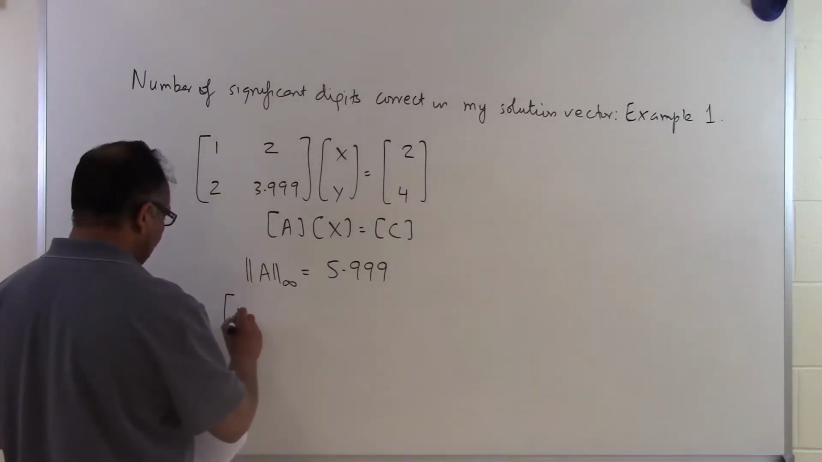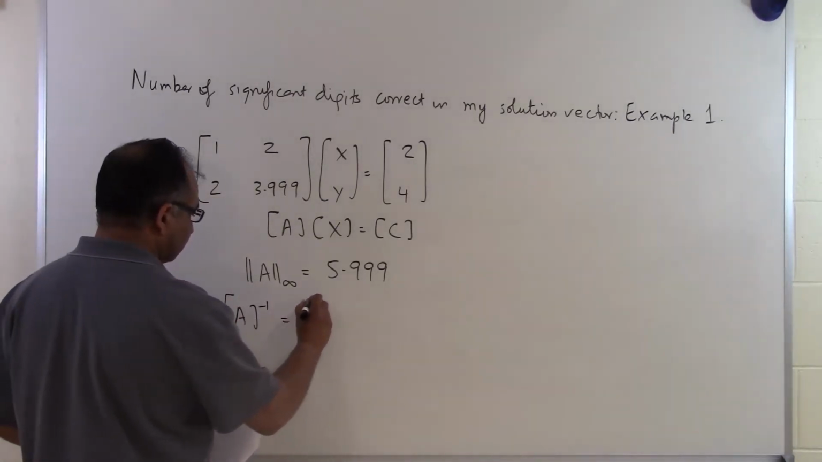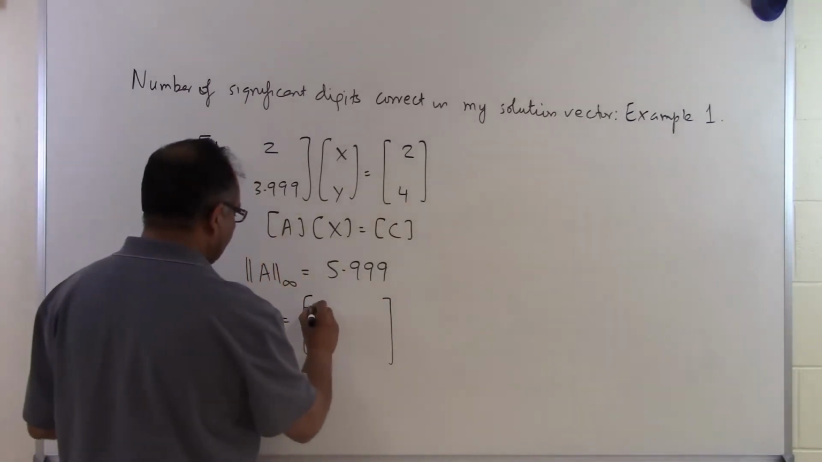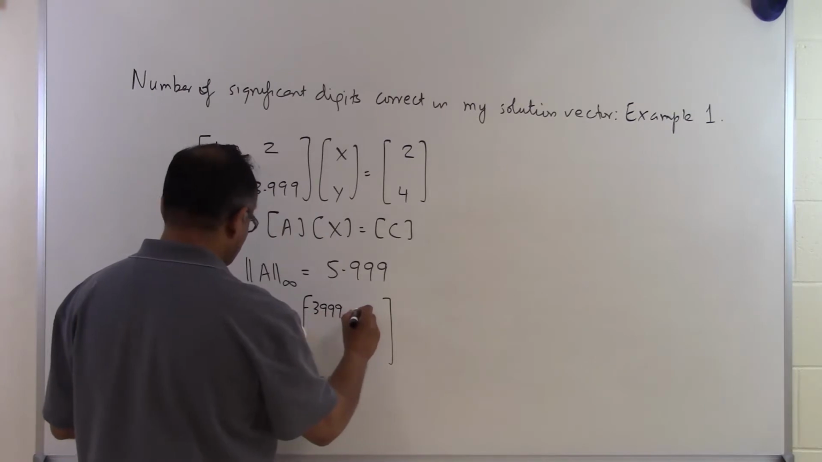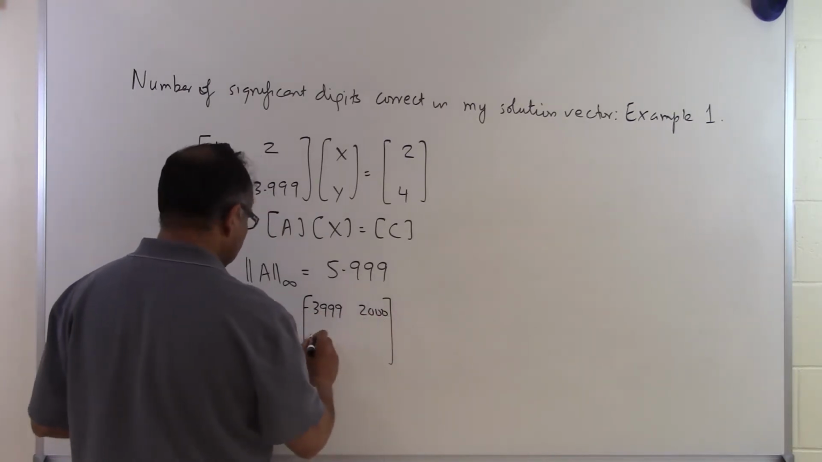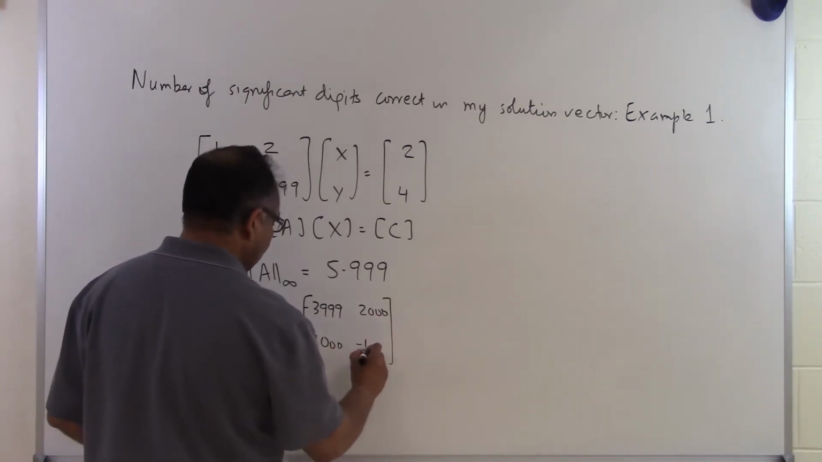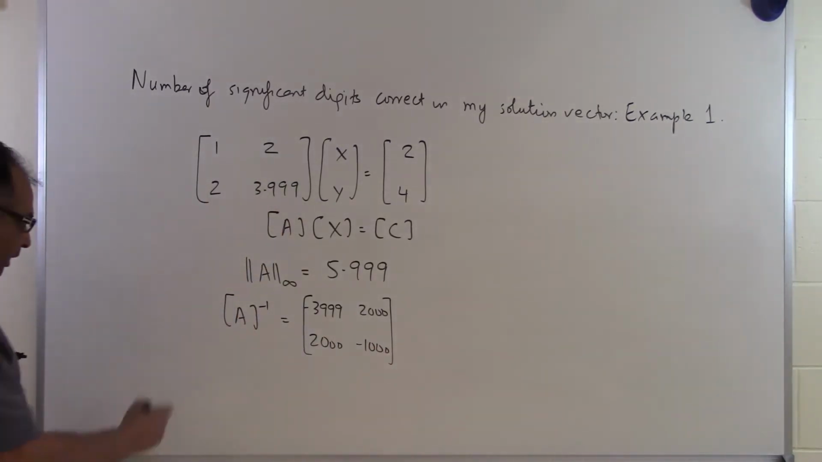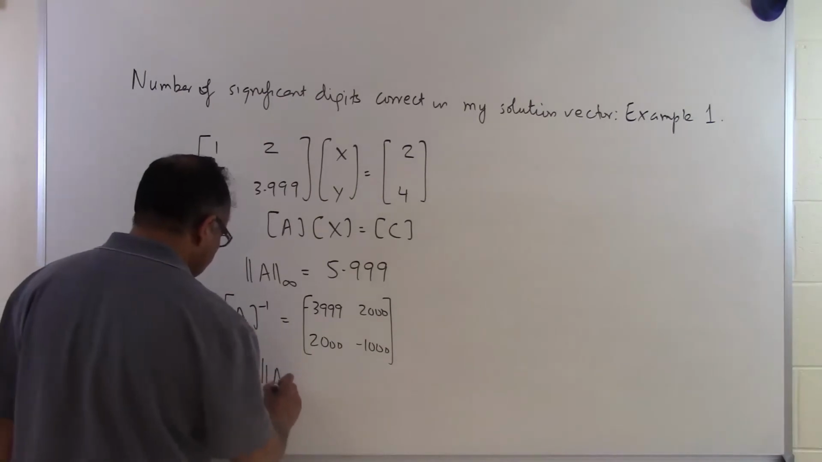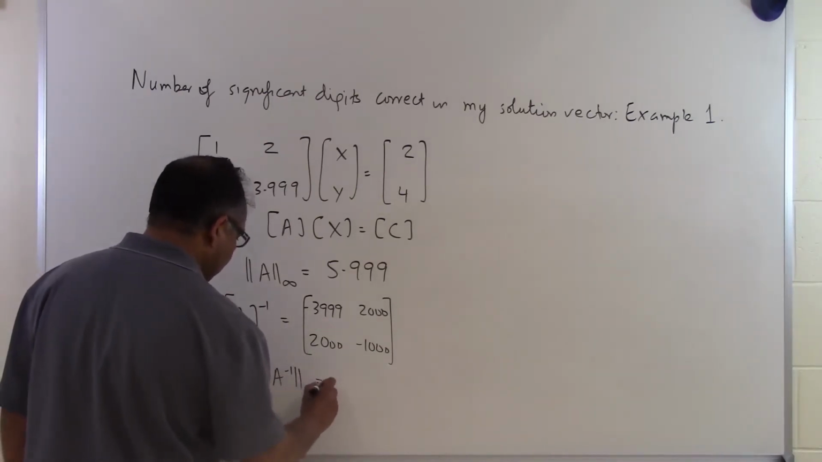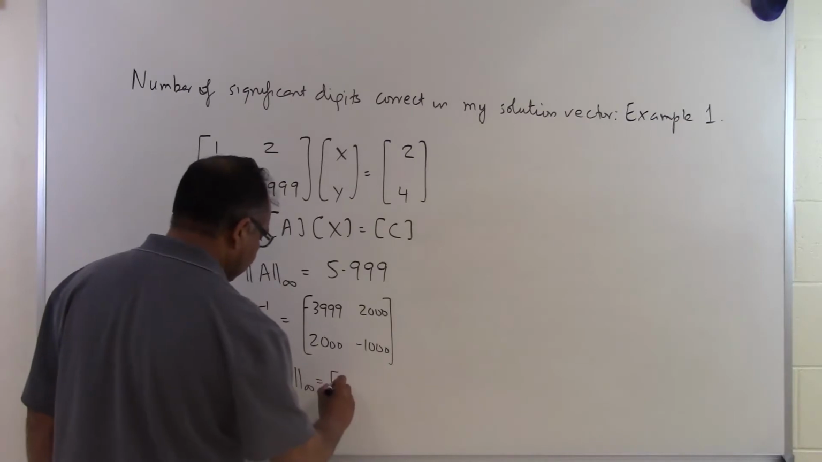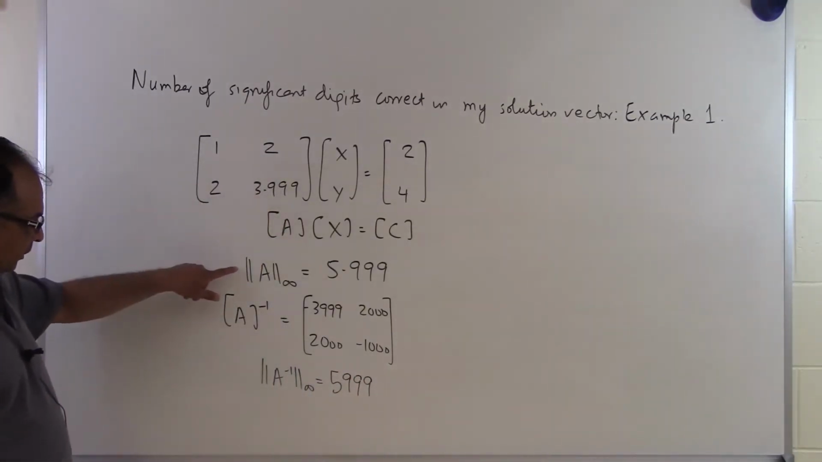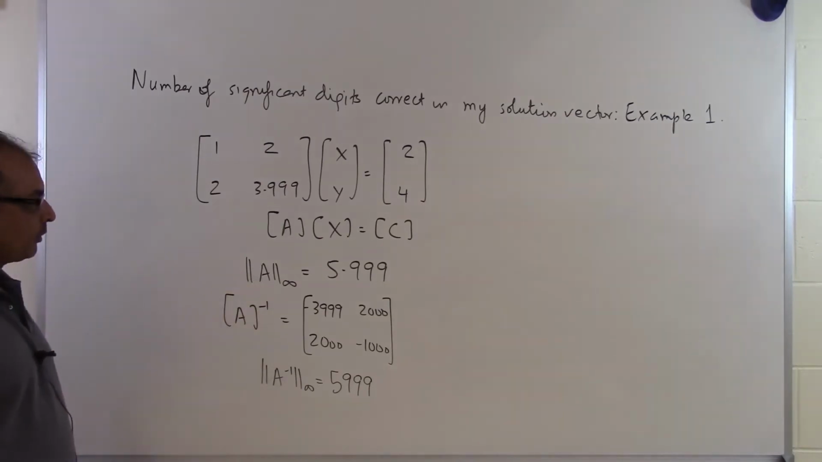Now I can also calculate the inverse of the matrix. The inverse of this matrix turns out to be minus 3999, 2000, 2000, and minus 1000. So that's what A inverse turns out to be. In this case, the row sum norm of A inverse turns out to be 5999. That is the row sum norm of A inverse.